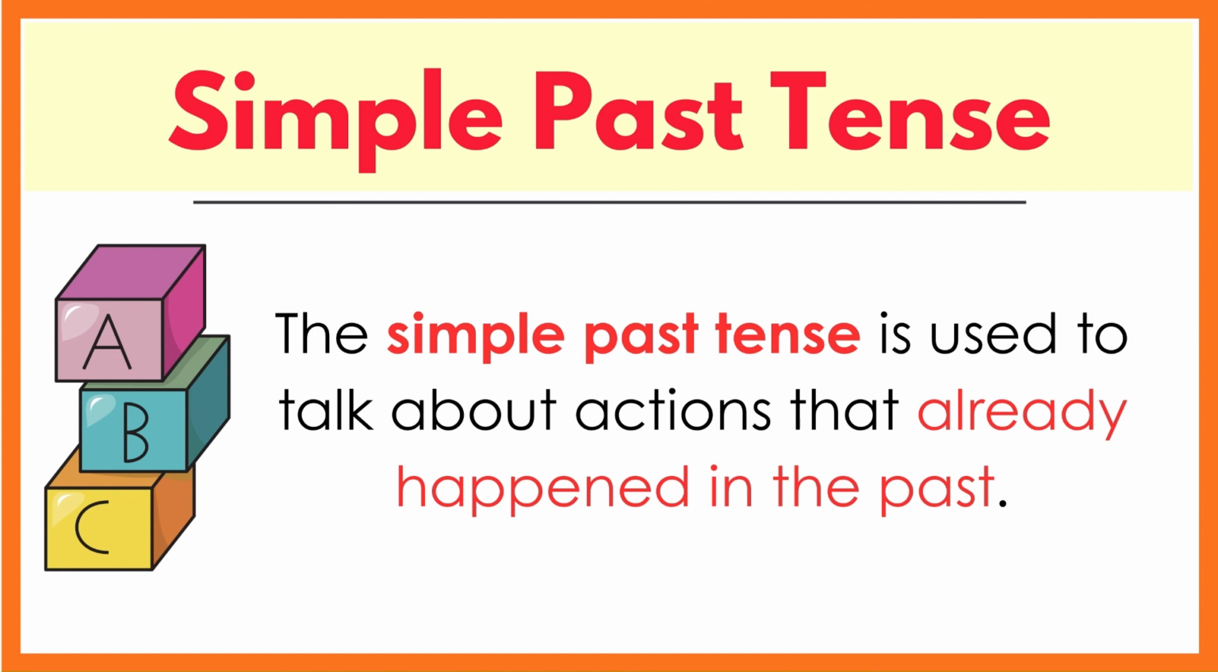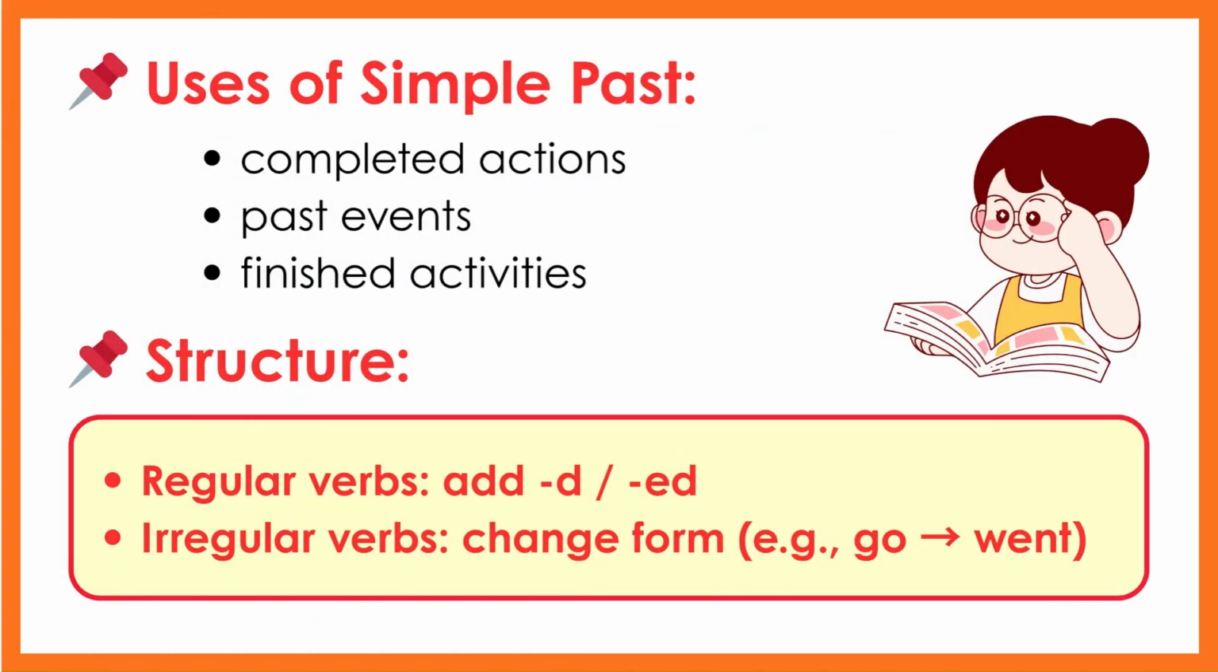Let us learn now about the second tense of the verb. The second tense of the verb is the simple past tense. The simple past tense is used to talk about actions that already happened in the past. It tells us that the action is finished and no longer happening now. It is used for completed actions, past events, and finished activities. The structure: regular verbs, add d or ed. Irregular verbs change their form completely. For example, the verb go becomes went in the past tense.